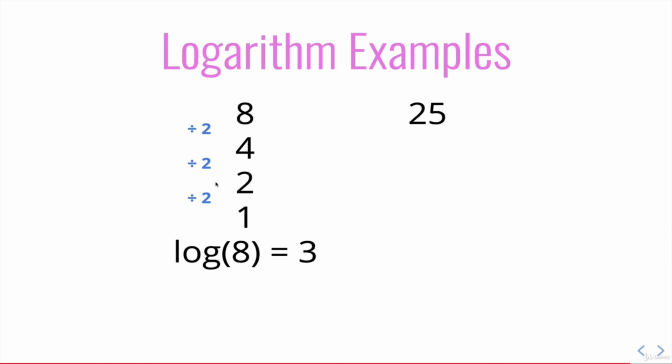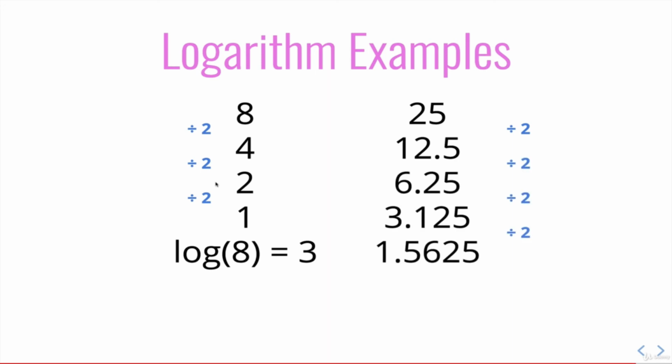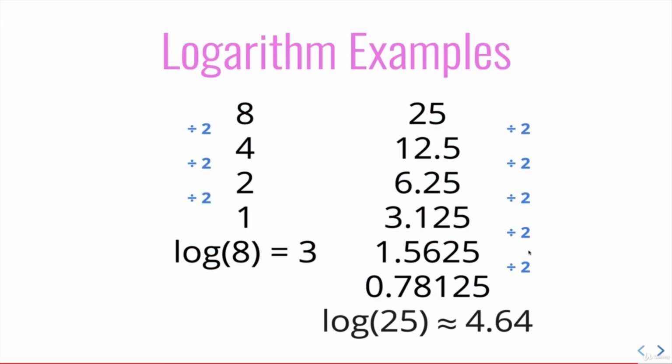25, however, doesn't go cleanly. There's no way of dividing it by 2 evenly. So we divide by 2, and by 2 again, and again, and again, and then we're finally below 1. So this tells us that it's 1, 2, 3, 4, somewhere between 4 and 5. And the answer is 4.64. So the actual calculation is not that important.